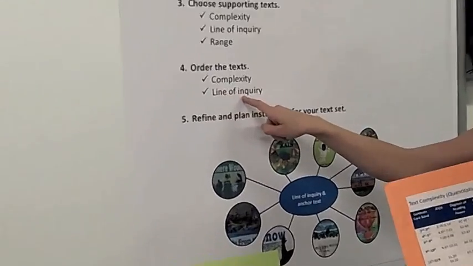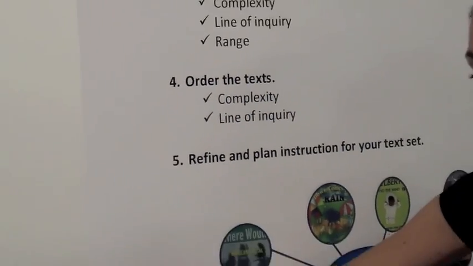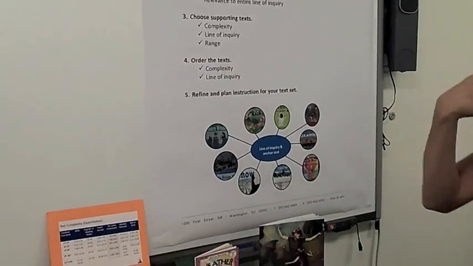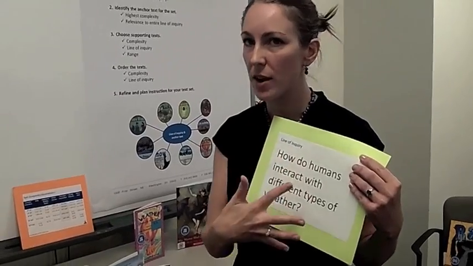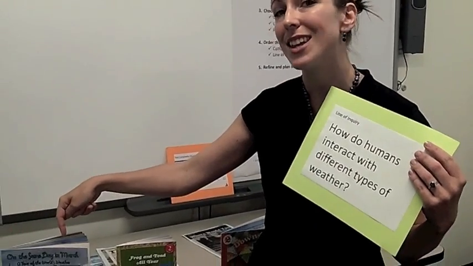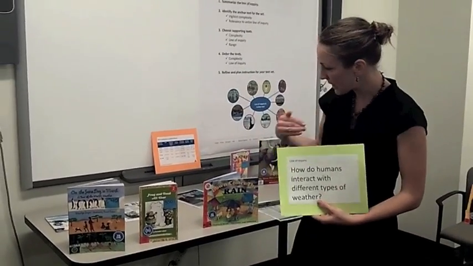Now, in your order, you don't want to stop there, you want to check your line of inquiry. So when I was doing this, I really had to think, are students gradually building the knowledge they're going to need to continue to answer this question and continue returning to this anchor text with more and more levels of meaning? All right, so let me think about this real quick.